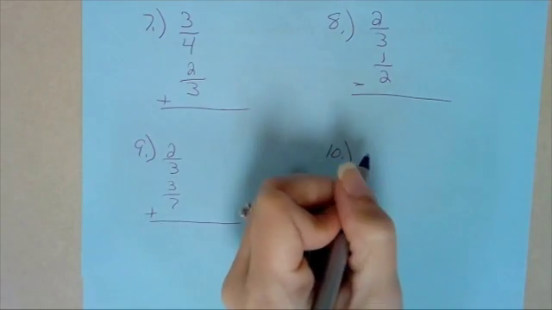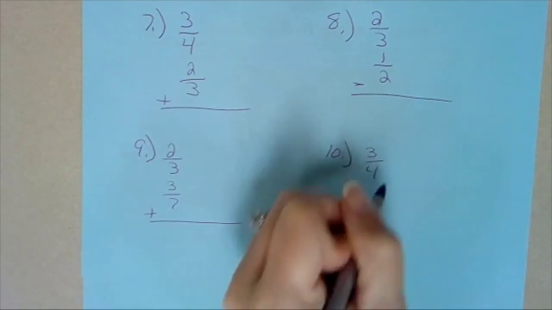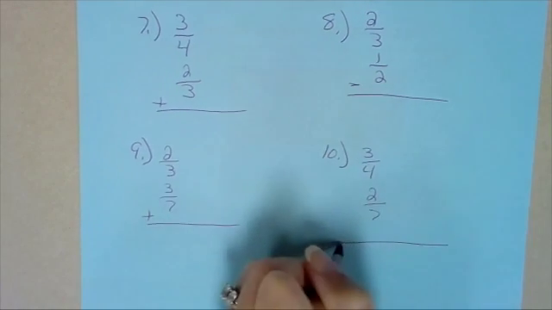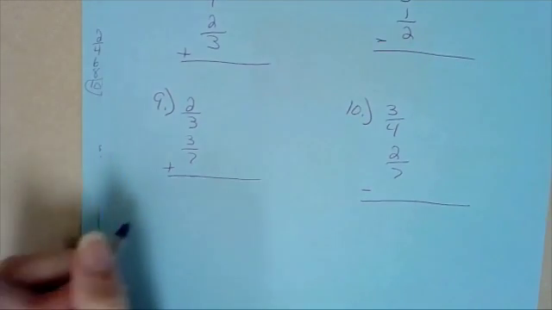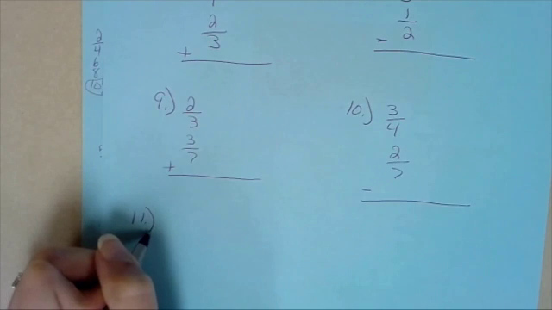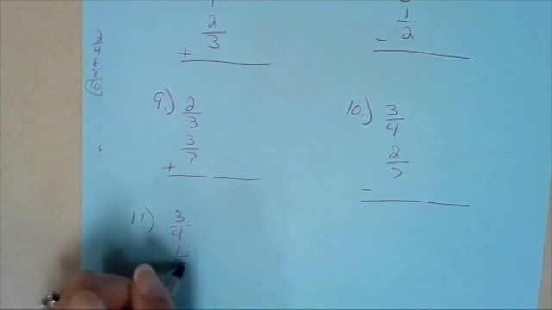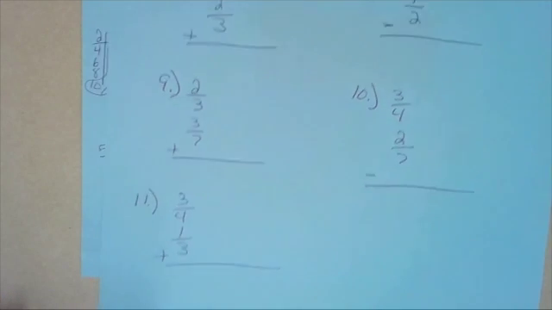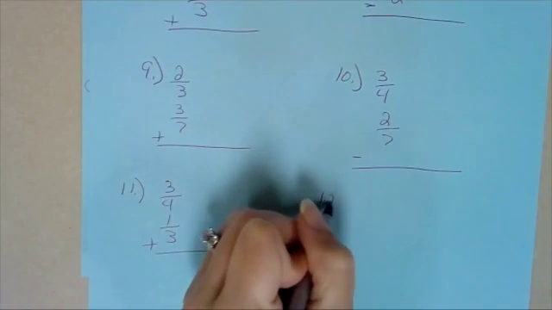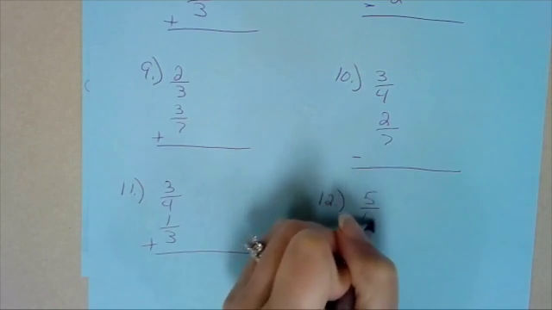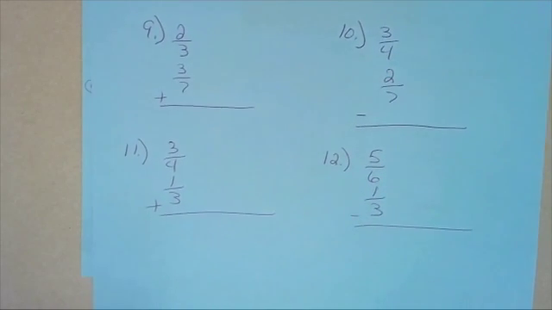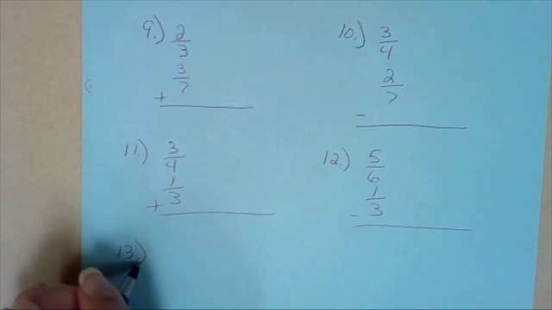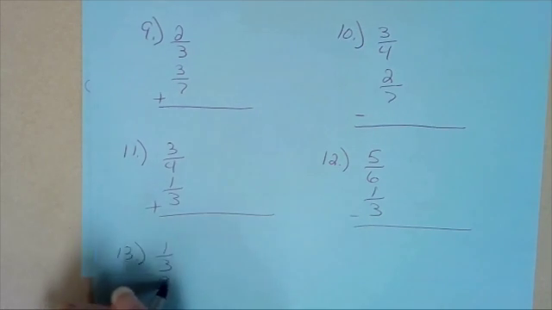Number 10 is going to be 3/4 minus 2/7. Number 11 is going to be 3/4 plus 1/3. Number 12 is going to be 5/6 minus 1/3. Number 13 is going to be 1/3 plus 3/5.